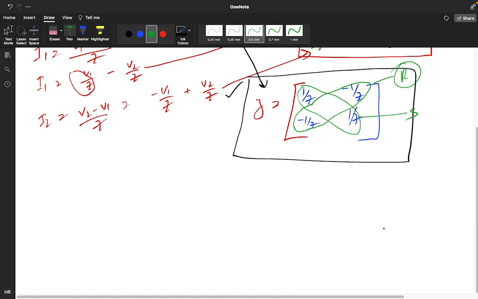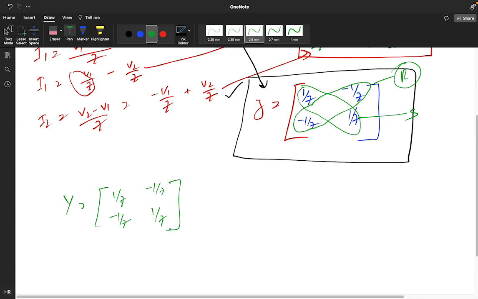Can anyone tell me what will be the value of the z parameter? You know the value of the y parameter: 1 upon Z, minus 1 upon Z, minus 1 upon Z, and 1 upon Z. The z parameter is the inverse of Y. So just solve it and give me the result. If you solve the Y inverse, what will you get? What is the determinant of Z?